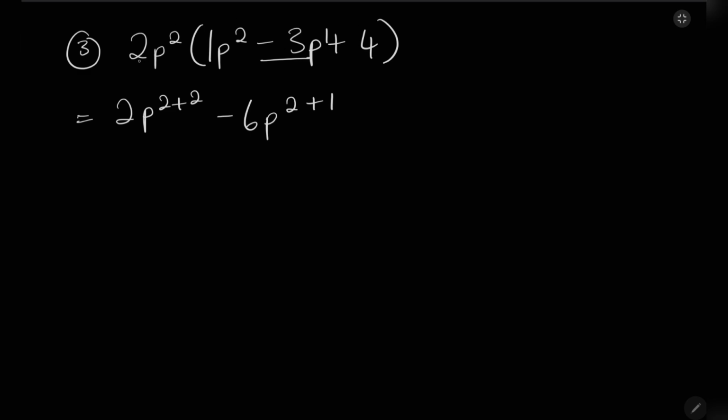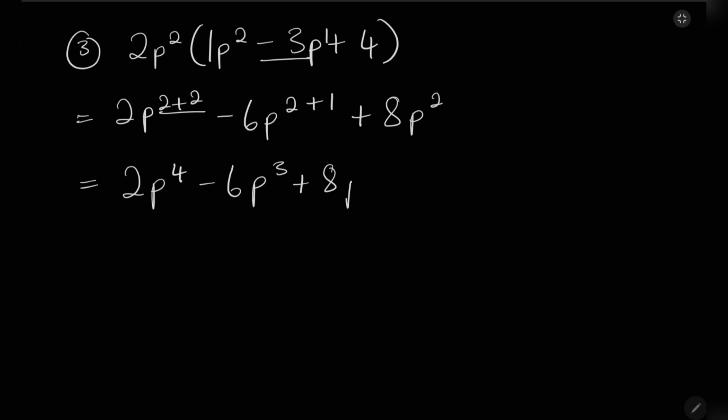Okay, let's move to the last term. You have 2p squared times 4. In this case, you just have the coefficients. You have 2 and 2. So you have to say 2 times 4, which is a positive 8. We have to account for our variables and the exponent. So it should be p squared. Now let's solve. 2p to the power 2 plus 2, which is 4, minus 6p to the power 2 plus 1, which is 3, plus 8p squared. This is your final answer. 2p to the power 4 minus 6p cubed plus 8p squared.